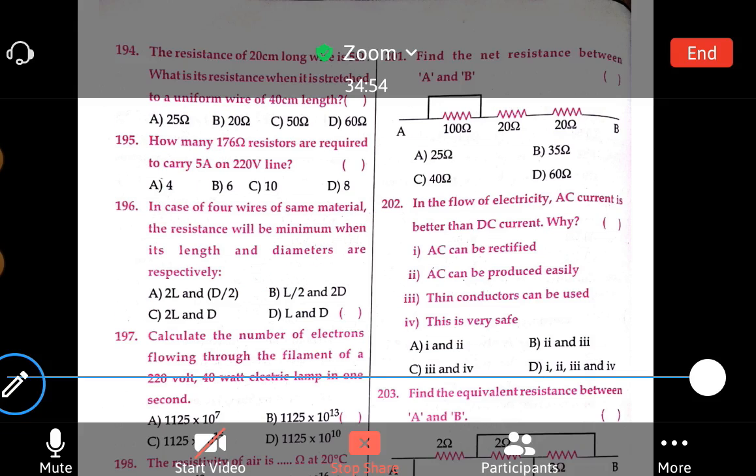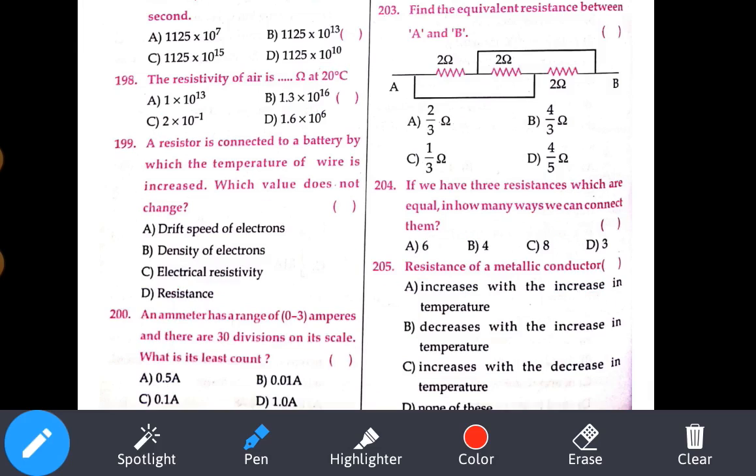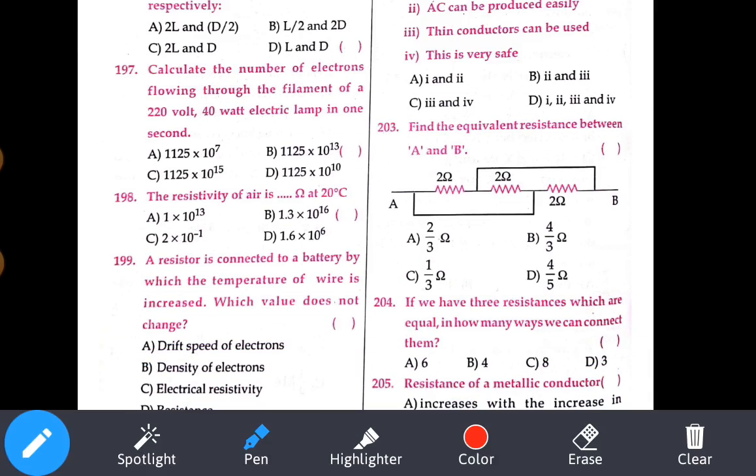That's the 197th question. Number of electrons flowing through the filament of 220 volt and 40 watts in 1 second. Okay, how much have they asked? So what is the formula you will use here? P is equal to VI.